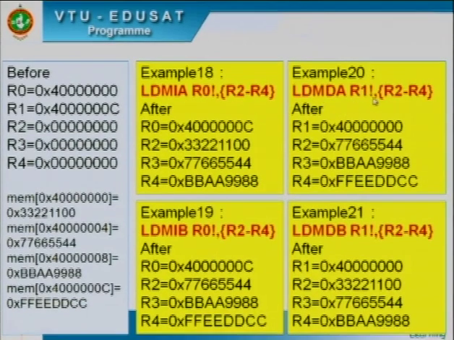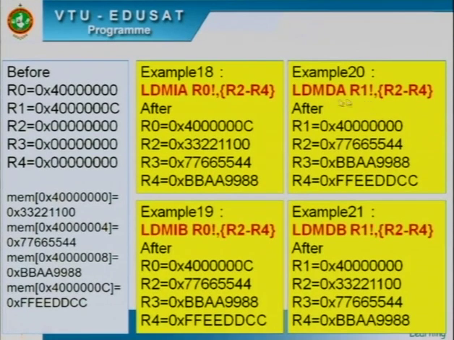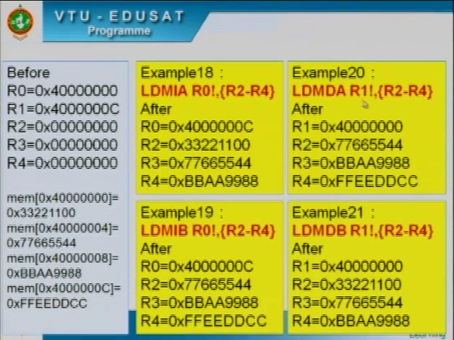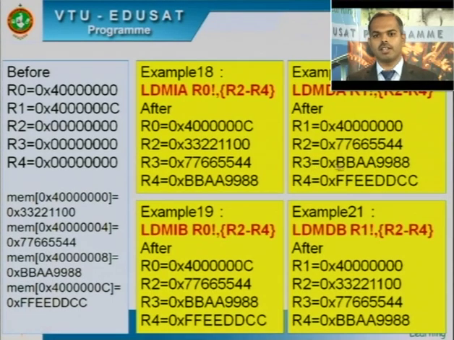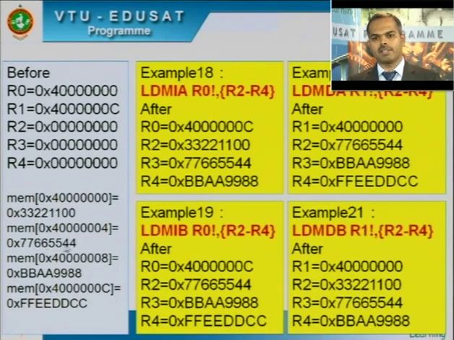LDMDA R1!, {R2-R4}. The R1 value is 4 followed by 6 zeros and C. That value gets copied to R4. It decrements, then it becomes 4 followed by 6 zeros and 8. That value, BBAA9988, gets copied to R3. And again it decrements by one more step. That becomes 4 followed by 6 zeros and 4, with value 77665544. That gets copied to R2. Once it gets copied, it decrements again because it is decrement after.